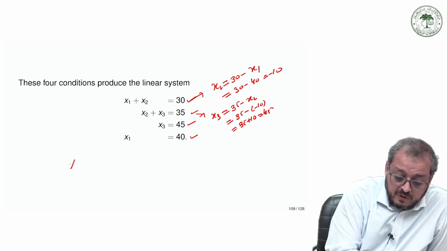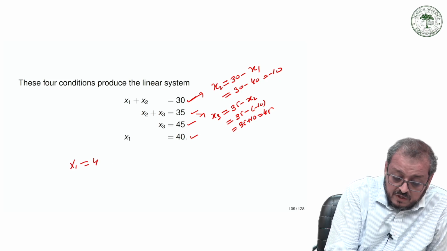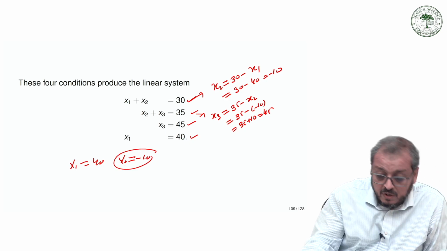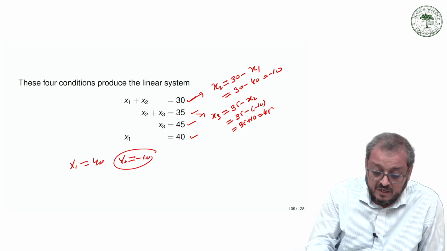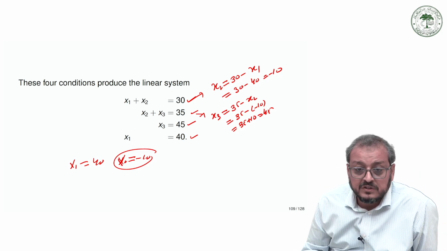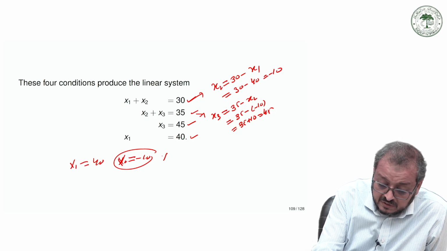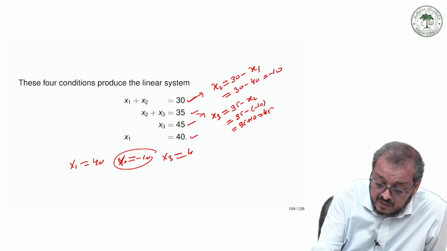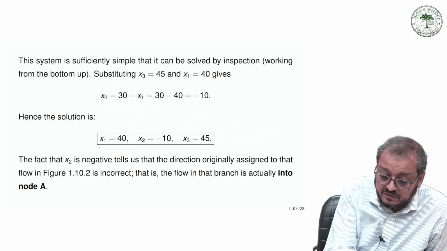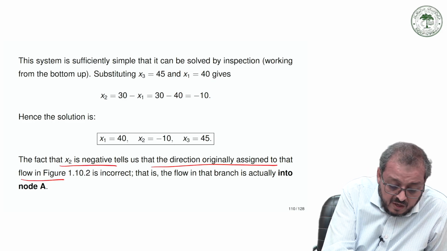So we get the values: x1 is equal to 40, x2 is equal to minus 10, and x3 is equal to 45. Minus 10 means the direction of the flow is opposite. The minus sign says that the direction we assumed in the beginning is opposite to the actual flow. So x2 being negative tells us the direction originally assigned in the figure is incorrect.